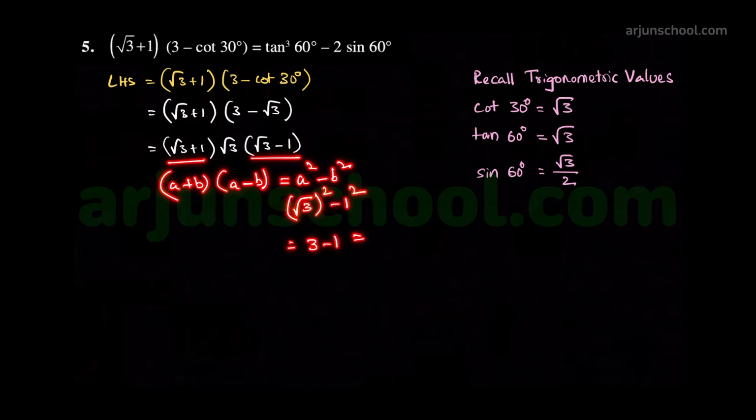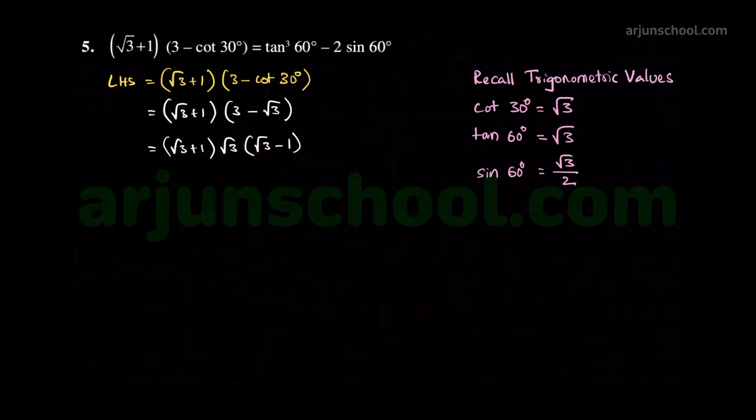That is equal to 3 minus 1, that is equal to 2, times root 3. So 2 times root 3.